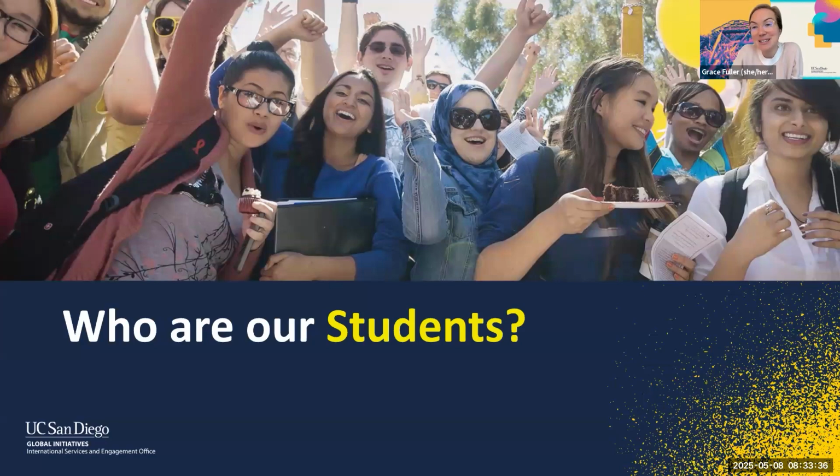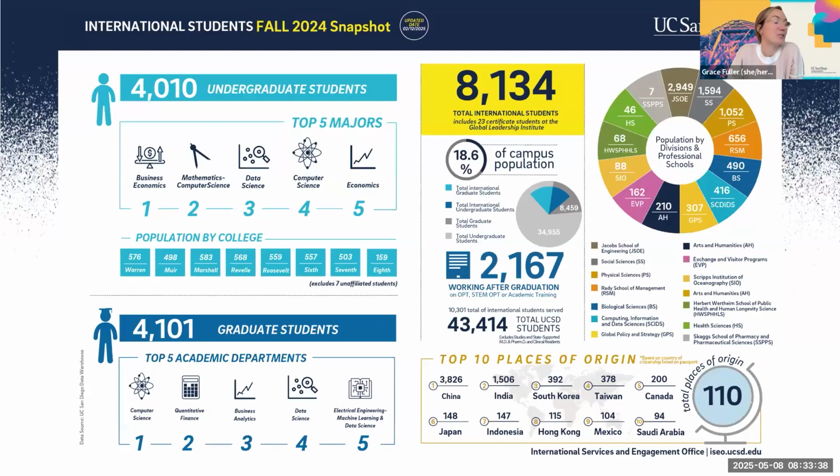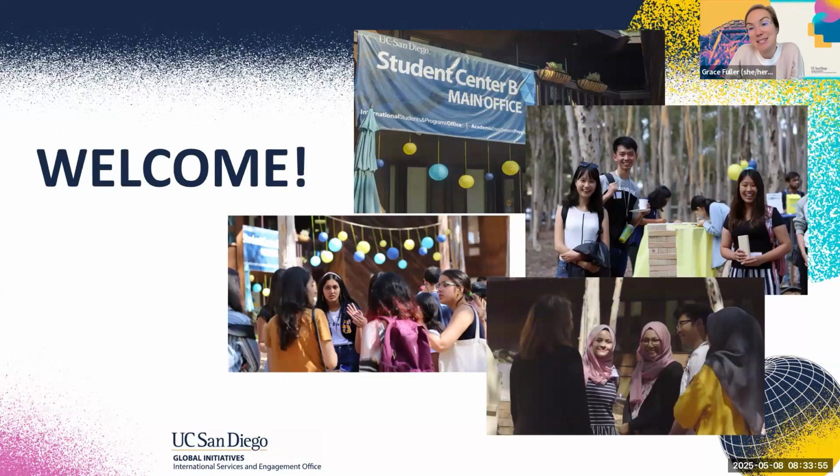And I love to feature our students a little bit. As you can see, we have such a diverse student population, 8,000 international students, about 4,000 grad and undergrad. You can see some of the most common fields of study represented here, some of our top 10 places of origin, knowing that we have 110 countries represented. I just want to say you make our community better. We are so excited that you are coming to UC San Diego and joining our Triton community. And we look forward to meeting you in person in the fall, but interacting with you up until then virtually as you begin your Triton journey.